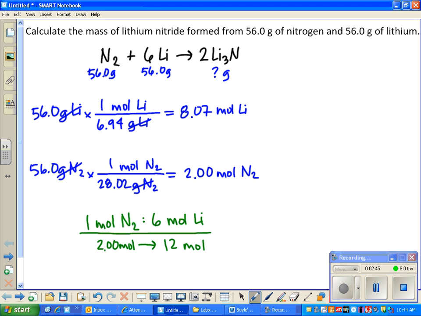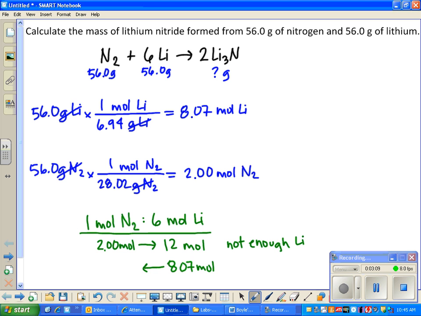We only have 8.07 moles though, so that means we don't have enough lithium. Okay, so lithium would be our limiting reactant. Let's do the reverse just to check. If you use all of the lithium, 8.07 moles, you would need 1/6 of that of nitrogen.